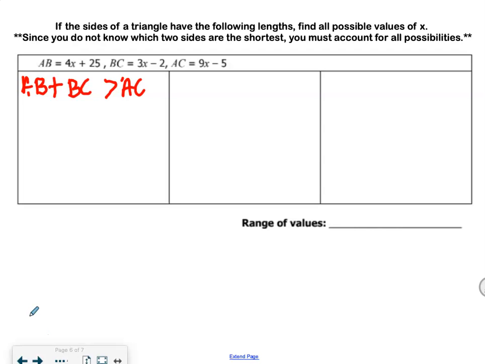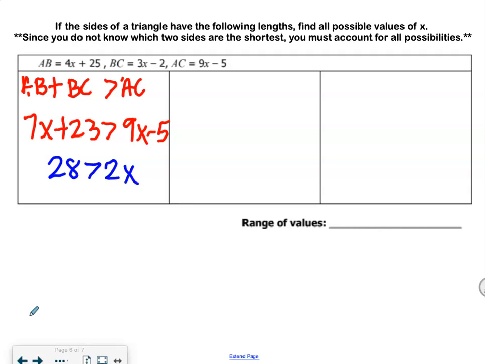If I add AB and BC, how many x's do I have? 7x plus 23 has to be greater than 9x minus 5. Because we're doing it for all three, I'm just going to subtract 7x over and then add 5. 28 is greater than 2x. Then just divide by 2. 14 is greater than x.